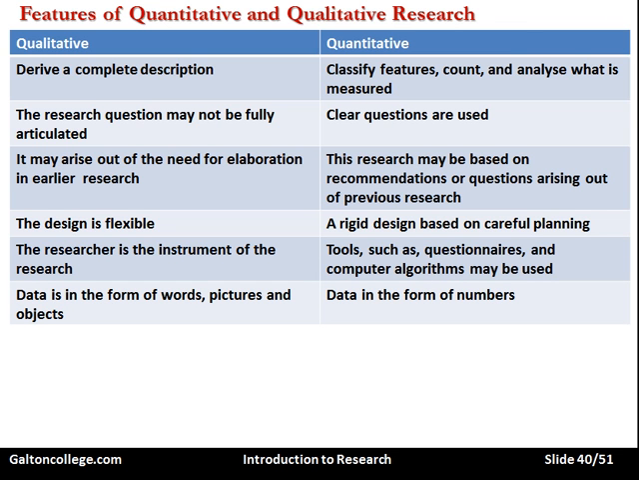Qualitative data is in the form of words and pictures and objects. So qualitative research is not necessarily numeric. It could be verbal descriptions of situations. It could include pictures or drawings or artifacts. Whereas with quantitative, the data is numbers. So the data in qualitative research is much more flexible: words, pictures, artifacts, objects.